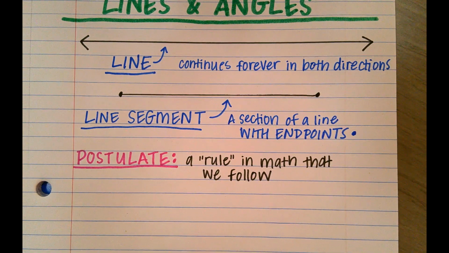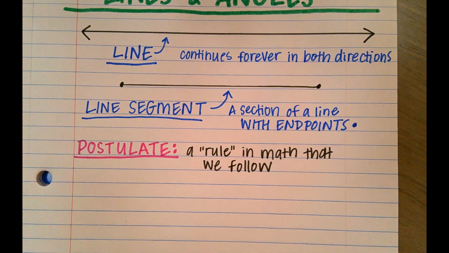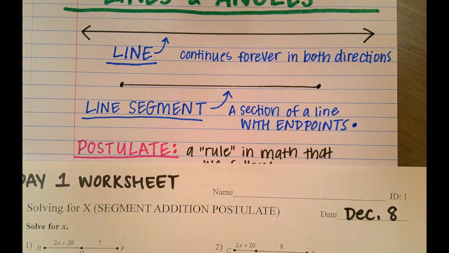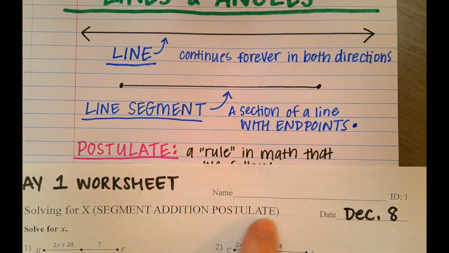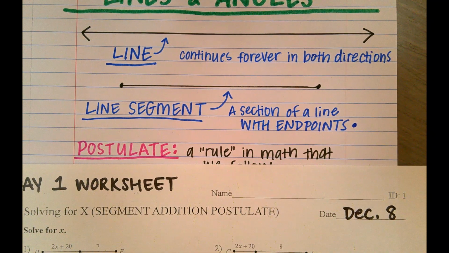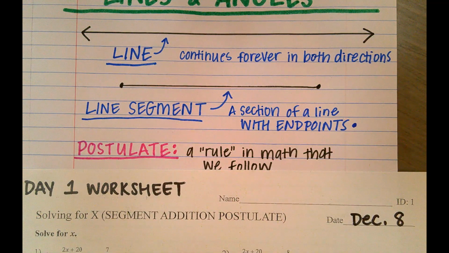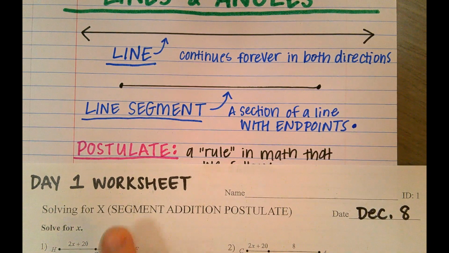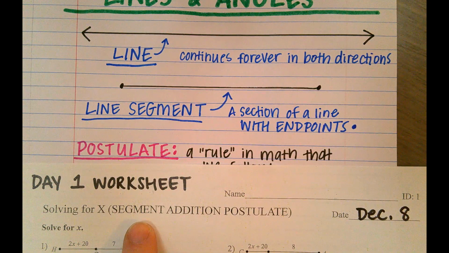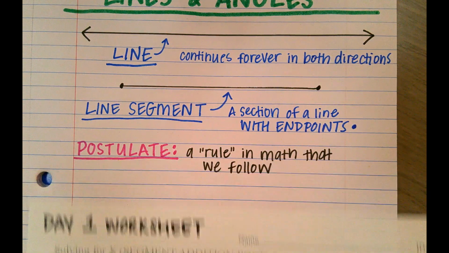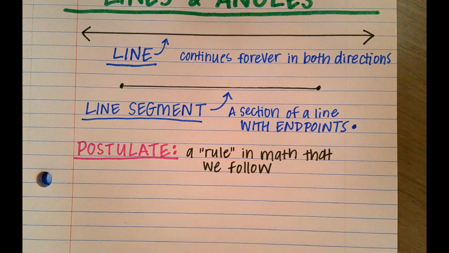So now that we know what a line is, a line segment is, and a postulate, we can put all of this together and we're going to learn about that worksheet I gave you earlier. You'll notice the title says segment addition postulate. That means that in this worksheet, we're using a rule, a postulate, to add segments, line segments. So for example, I'm going to create a more simple version of a problem, not on the worksheet.